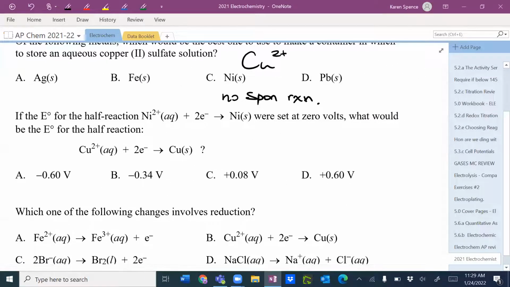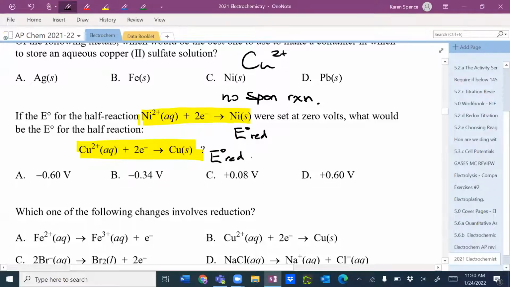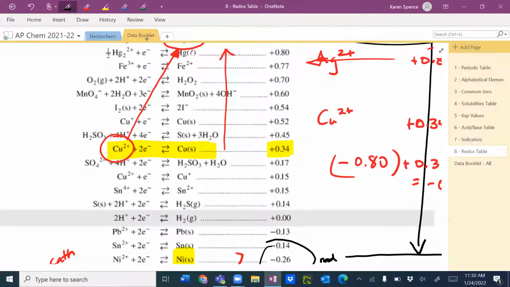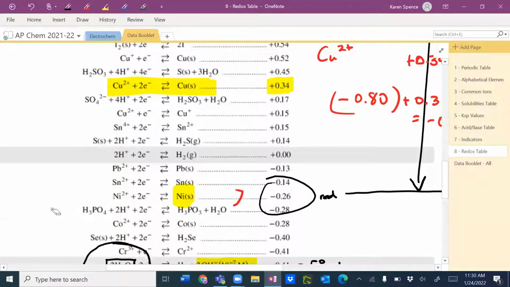If the E naught for the half reaction were set at 0 volts, so that's for nickel, what would be the E naught for the half reaction for this one? So these are both E naught of reduction. So we need to go to our chart and look up nickel and copper. So we have copper. Nickel is, let's get rid of some of this. Oh, I'm not getting rid of this.